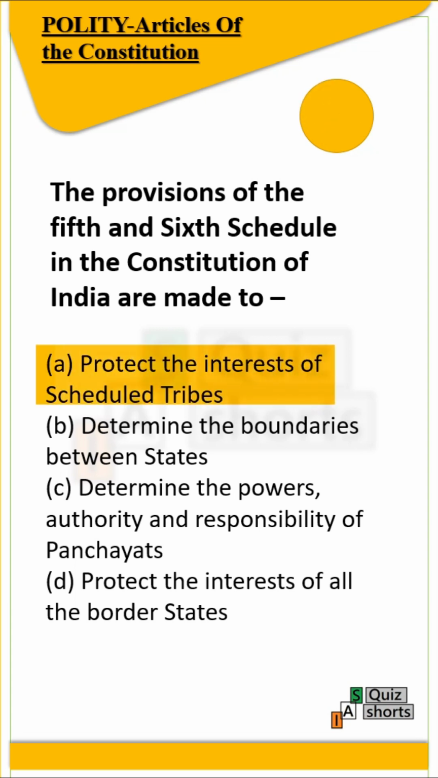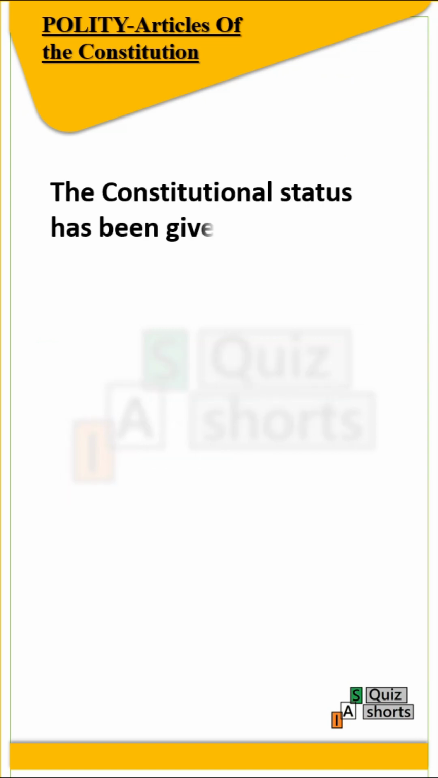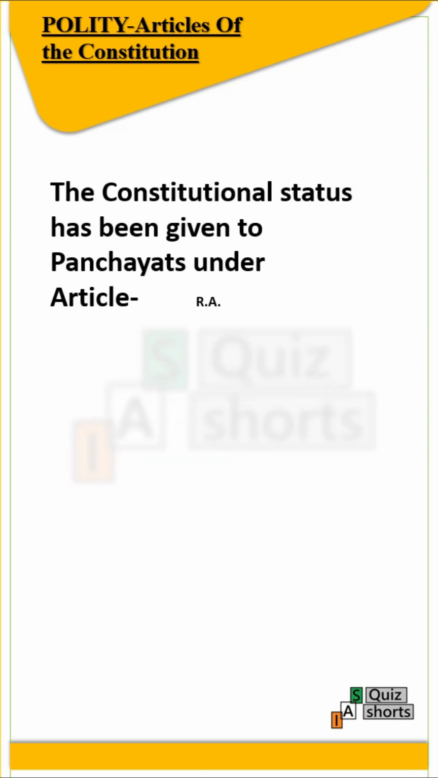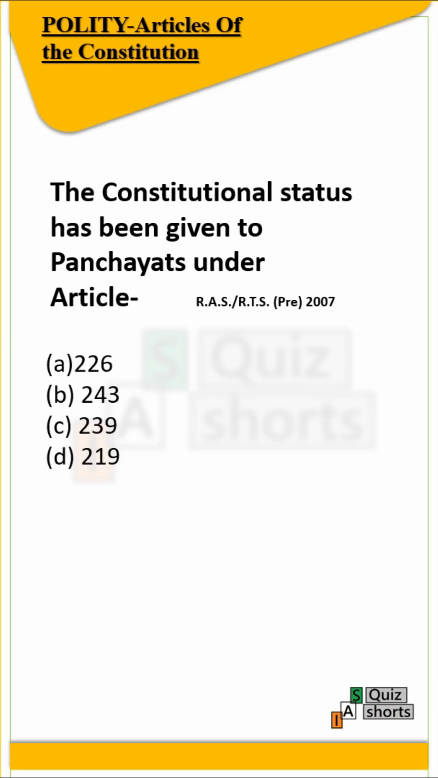Answer is option A. Protect the interests of scheduled tribes. The constitutional status has been given to the panchayats under the Article 226, 243, 239, 219. Answer is option B. 243.